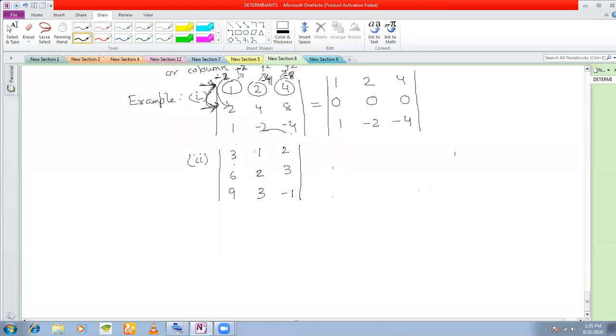Now what do you see here? If I multiply each of the elements of this column with minus 3, in my mind I am multiplying each of the elements of this column by a scalar, minus 3. So this element becomes minus 3, this becomes minus 6, and this becomes minus 9. Now I add this minus 3 to this, this minus 6 to this, and this minus 9 to this.